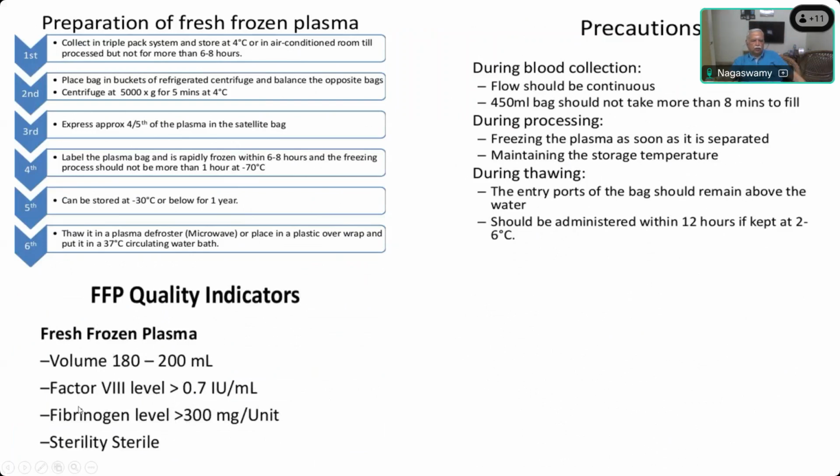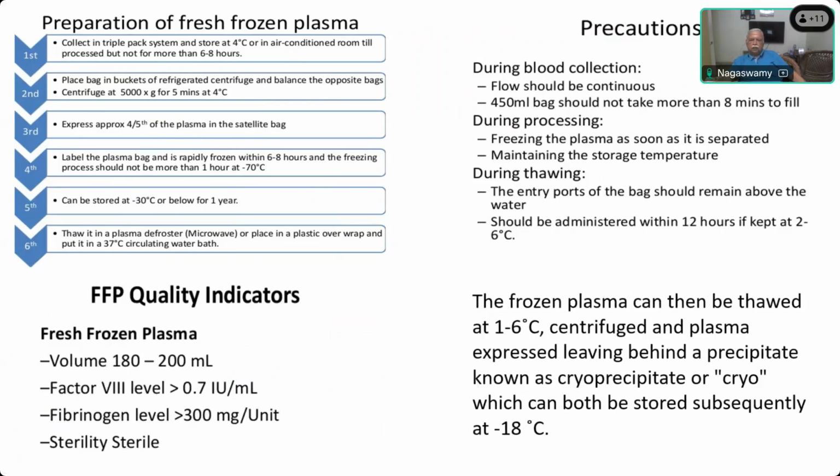So you get these two important components in the FFP. One is factor 8, another is fibrinogen, and it should be sterile. And the frozen plasma can be thawed at 1 to 6 degrees, centrifuged and plasma expressed, leaving behind a precipitate known as cryoprecipitate or cryo, which can be stored subsequently at minus 18 degrees.